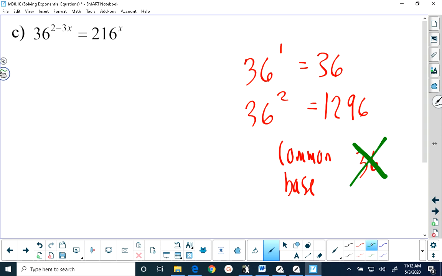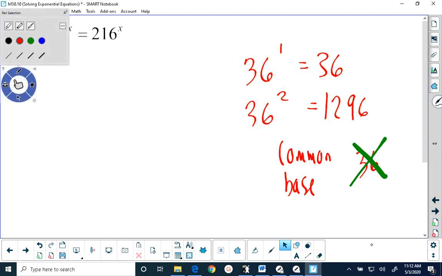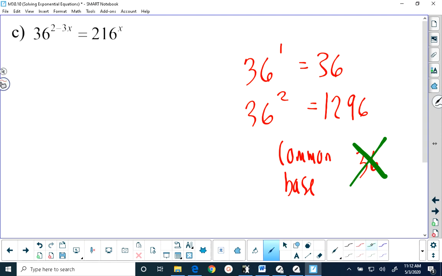So what is the common base? Well, let's go to the smaller base first and ask ourselves if it's possible to write that smaller base of 36 as a power. And the answer is yes, it's 6 squared. So 36 is 6 squared, and that is raised to the 2 minus 3x. Well, that must mean, if I'm asking you to solve this by using a common base, that 216 can be expressed as a power of 6.